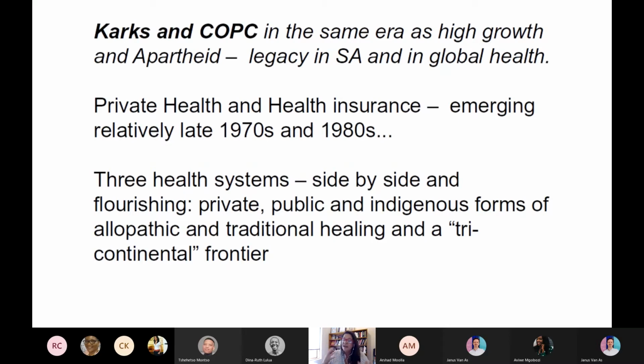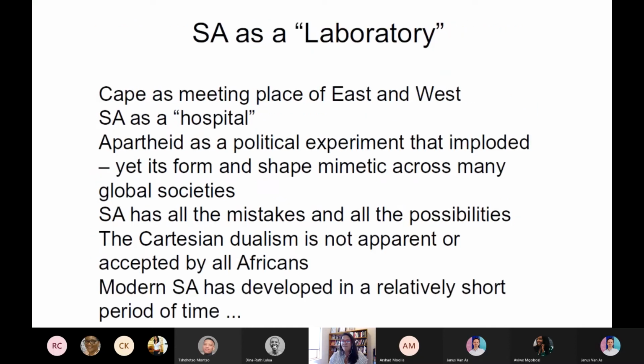And so a kind of higgledy-piggledy health system emerges that by the 70s and 80s has private health insurance and state health systems side by side. And medicine and nursing and other health professionals grow up in this piecemeal form. Next, please. Many of us refer to this as a tricontinental frontier, where you have Asian, African, and European forms of knowledge and practice growing up, but not in a systematically thought through method.